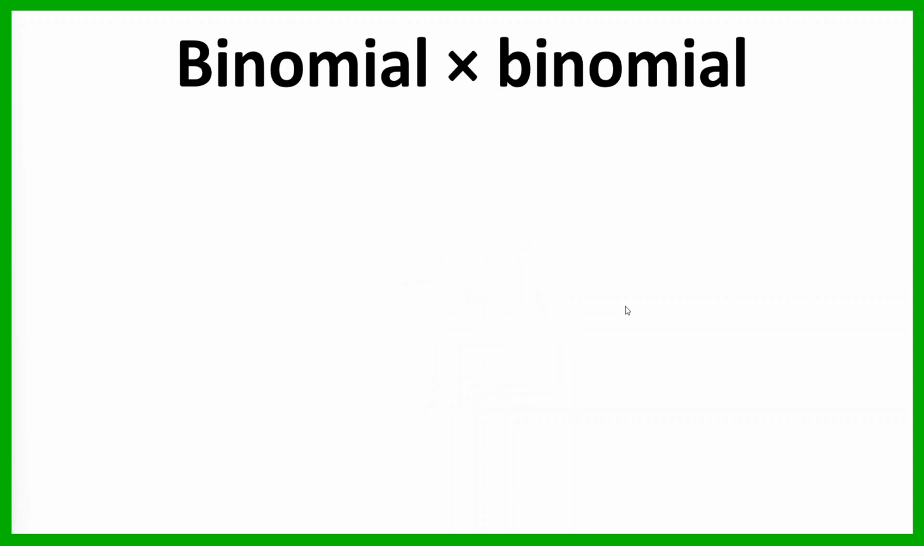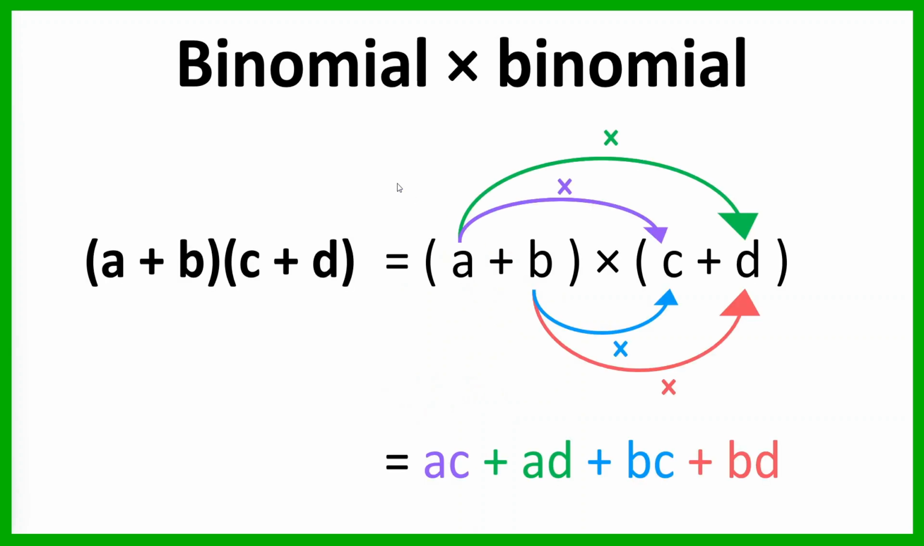Okay, then we also learned about multiplying a binomial by a binomial. When you're finding the product of two binomials, you need to multiply each term in the first set of brackets with each term in the second set of brackets. So you start with the first term in the first set of brackets and you multiply it by the first term in the second set and by the second term in the second set. Then you go and do the same thing with the second term in the first set of brackets. You multiply it by the first term in the second set and by the second term in the second set.